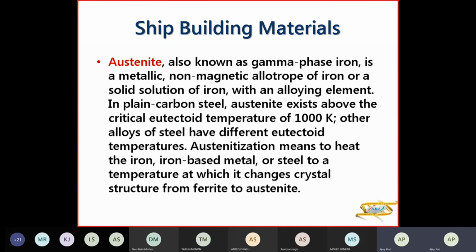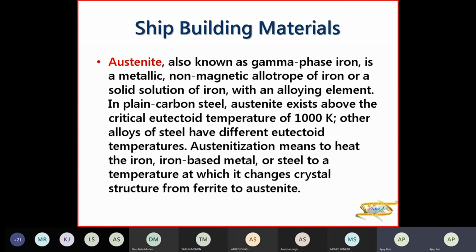The third molecular arrangement is austenite. That is gamma phase iron, a non-magnetic allotrope of iron. So this will not be attracted by a magnet, and it is a solid solution of iron with an alloying element. In a plain carbon steel, austenite exists above the critical eutectoid temperature of 1000 degrees Kelvin. Other alloys of steel have different eutectoid temperatures.